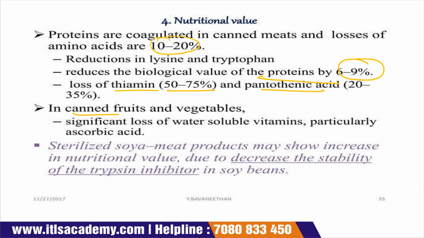If we talk about canned fruits and vegetables, there is a significant loss of soluble vitamins, particularly ascorbic acid. Sterile soya meat products may show an increase in nutritional value, which occurs due to the decrease in the stability of the trypsin present in the food product, which acts as an inhibitor. Okay, and this trypsin is present in soybeans. So this is all about the sterilization of the product in our food processing.